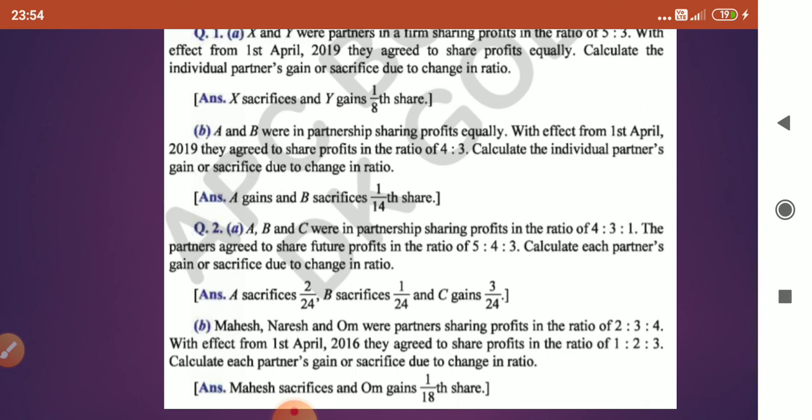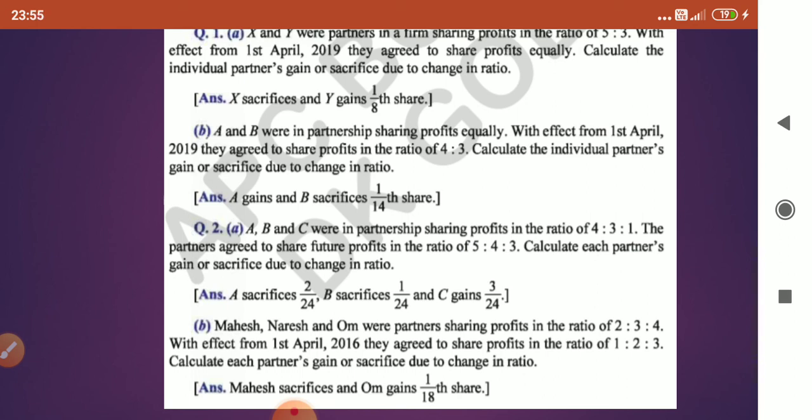Now let us go about. For A, old ratio minus new ratio is 4 by 8 minus 5 by 12. Keep it as it is, children. Do not try to reduce the denominators. Do not try to reduce the fraction. Solve the sum as it is. At last we will reduce the fractions.